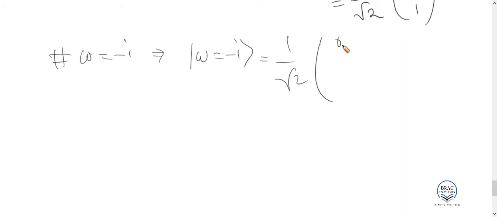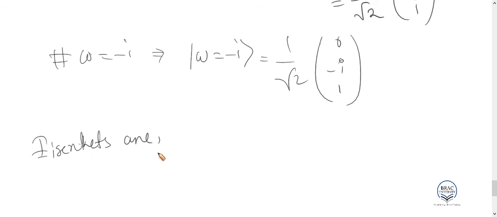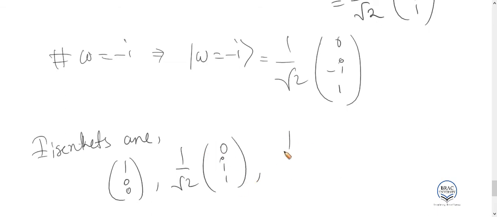And a similar calculation for omega equals minus i will yield the normalized eigenket, something like 1 by square root of 2 times 0, minus i, 1. So the eigenkets are: one of them is just 1 0 0, one of them is 1 upon square root of 2 times 0 i 1, and the other one will be 0 minus i 1.